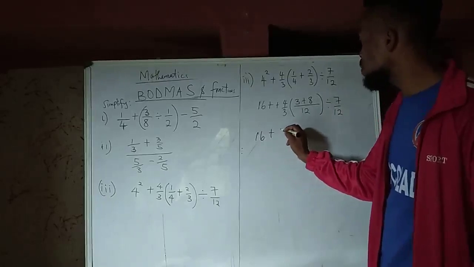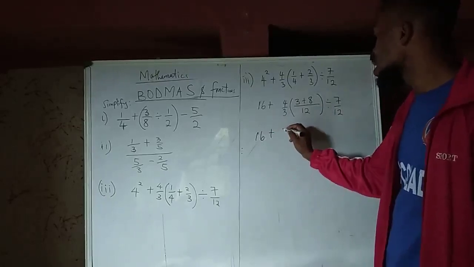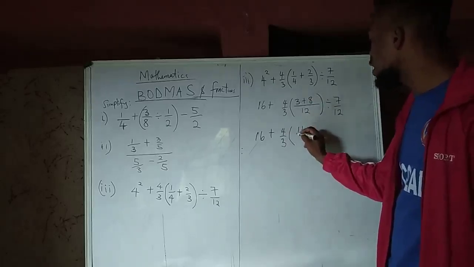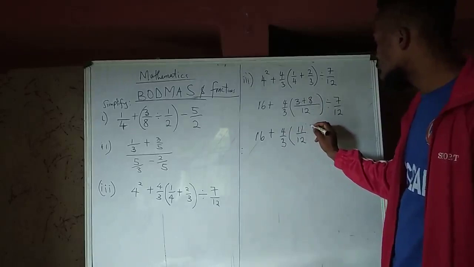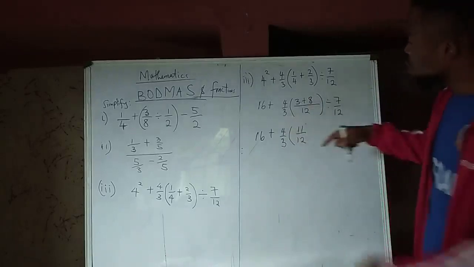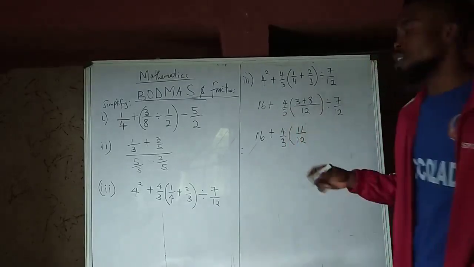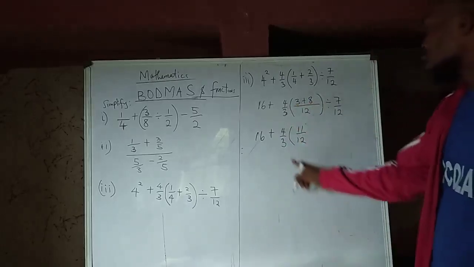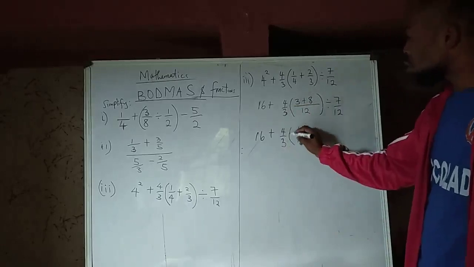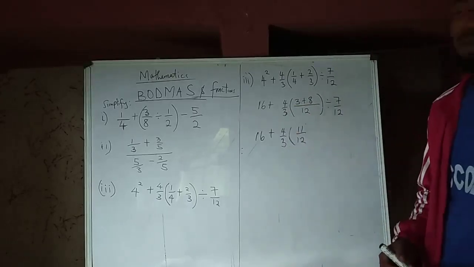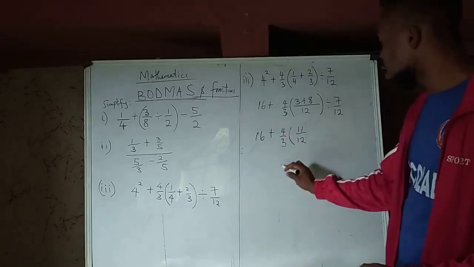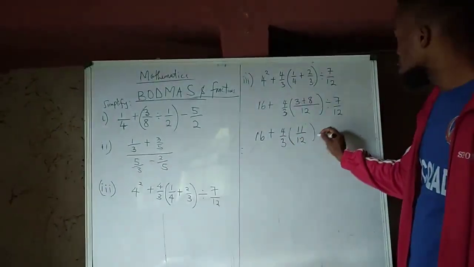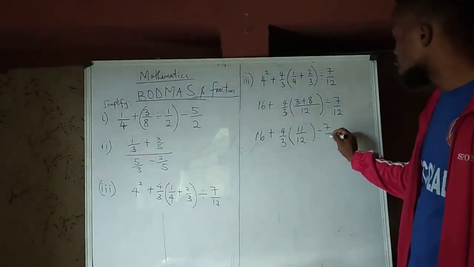This is going to be 16 plus, okay, I did a double plus sign here. 16 plus 4 over 3 into 3 plus 8, which is 11 over 12. Right? Are you seeing this? Now, when you see a number just before a bracket, that number is actually multiplying whatever is inside the bracket. Like this 4 over 3 is just before a bracket. There is no operation, so it's the same thing as saying 4 over 3 times whatever is in the bracket. Okay, so this is divided by 7 over 12.